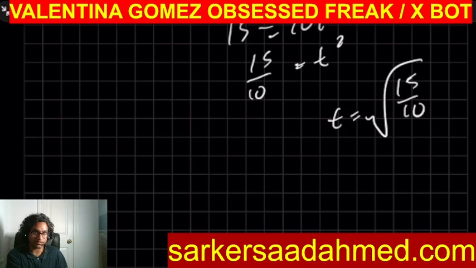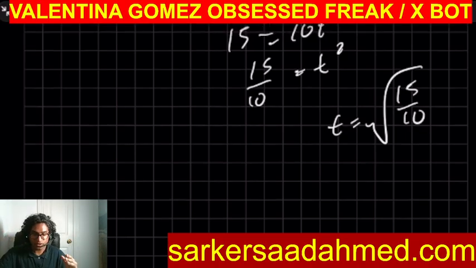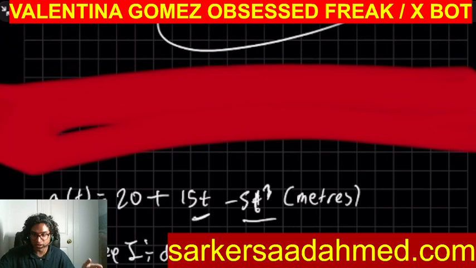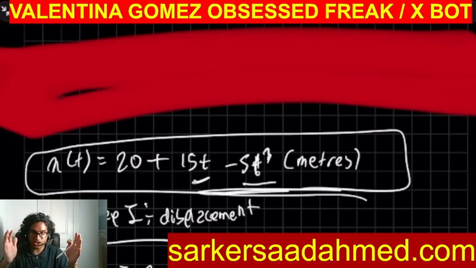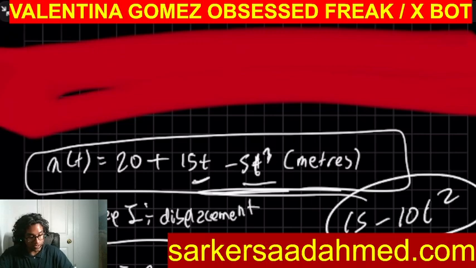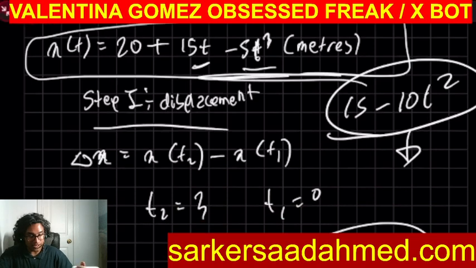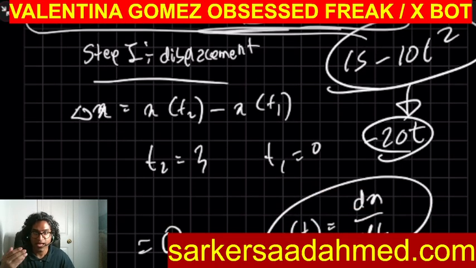To calculate the instantaneous velocity, you just differentiate the position that is given to you, which is 20 plus 15t minus 5t cubed. You differentiate that, you get your instantaneous velocity, which is actually 15 minus 10t squared. And then you differentiate this again, and you get minus 20t. So that is your acceleration, right? And then you get your max height when it hits the ground.